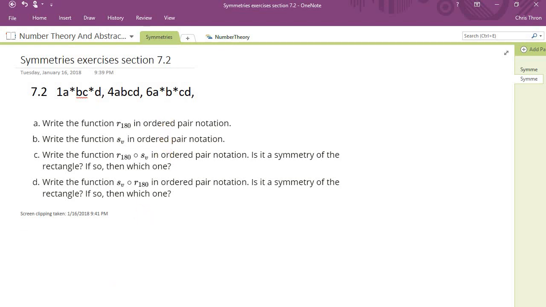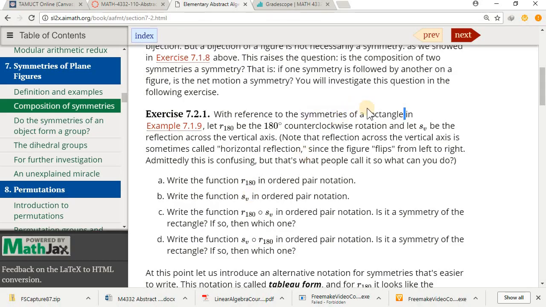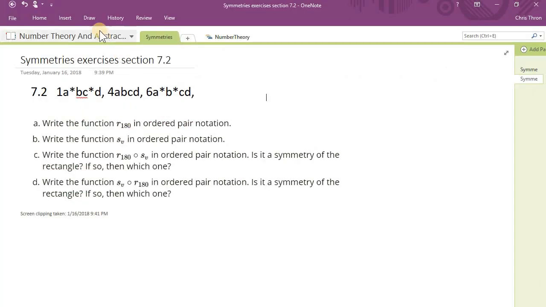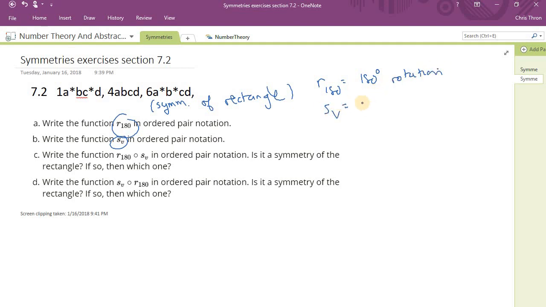Let's go back to the chapter and see what it's talking about. All right, so we're talking about the symmetries of a rectangle. So let's make that clear in my OneNote notebook. These are symmetries of a rectangle. Okay, so R180 is what? R180 is equal to a 180-degree rotation. And SV is called a vertical flip.